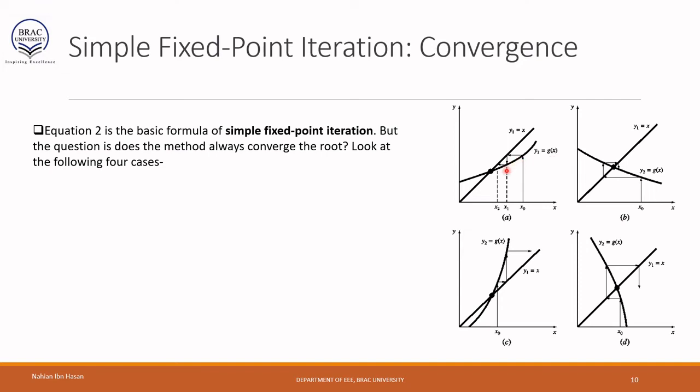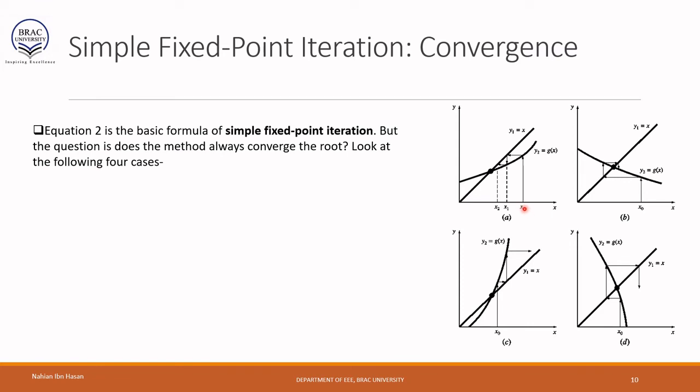So on the left hand side, y equal to x in all of the figures, and we compare the graph of g of x with the graph of x. In the first figure, we have y equal to x, which is a straight line through the center point, and we have another function g of x. We plot these two graphs, and there is an intersection point, and we need to find this root using simple fixed point iteration. For example, initially we guess the value x0.